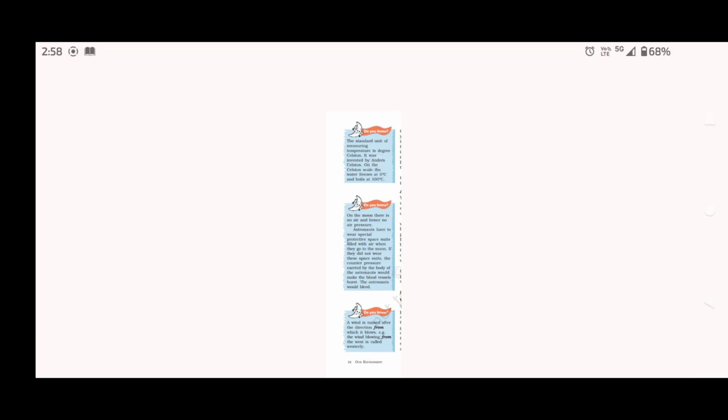Here are some important facts from your textbook. The standard unit of measuring temperature is the degree Celsius. It was invented by Andrew Celsius. On the Celsius scale, water freezes at 0 degree Celsius and boils at 100 degree Celsius. Another fact is that on the moon, there is no air and hence no air pressure.